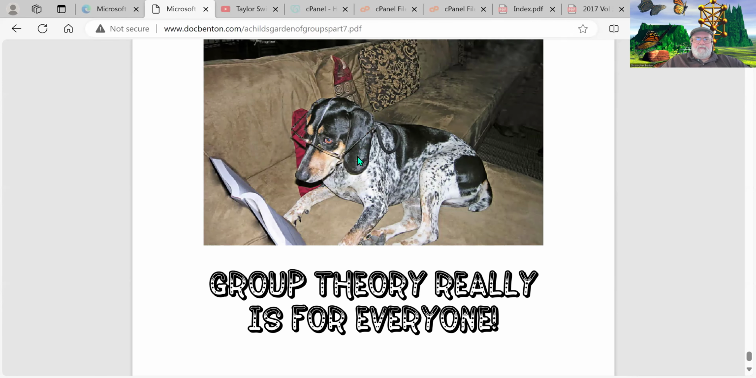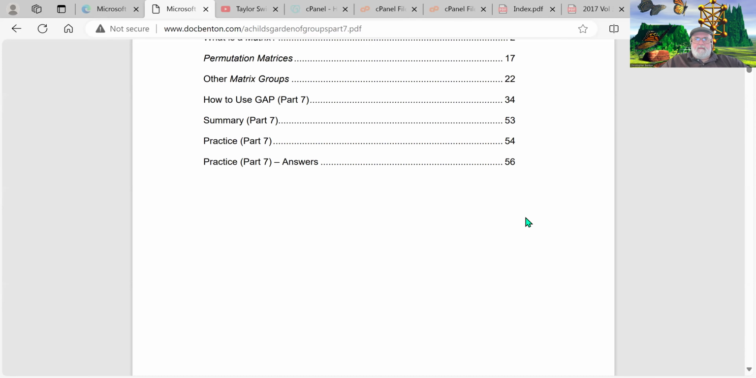This is our late dog, Cleo, with glasses on. She's actually reading a calculus book here. As I say, group theory really is for everyone. So pretend this is a group theory book. Let me go back up to the contents for this one.